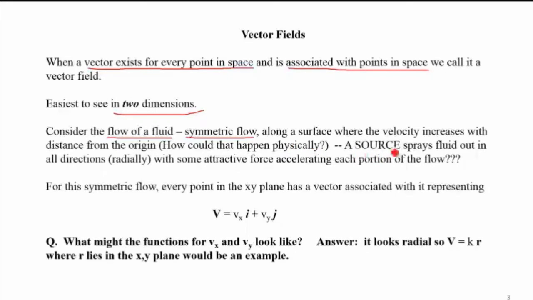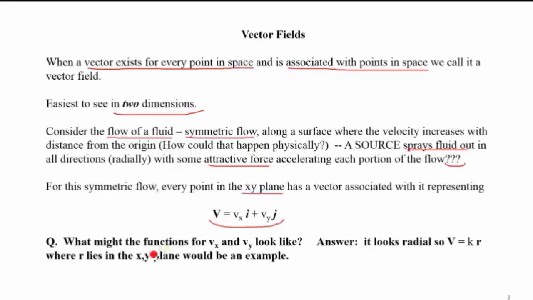Suppose that the source sprays fluid out of a nozzle that sprays in all directions, so radially. Let's suppose there's some attractive force accelerating each portion of the flow, and I put question marks on it because that sounds kind of silly. For this symmetric flow, every point in the xy plane has a vector associated with it of the form Vx, Vy, and of course the z component is equal to 0.